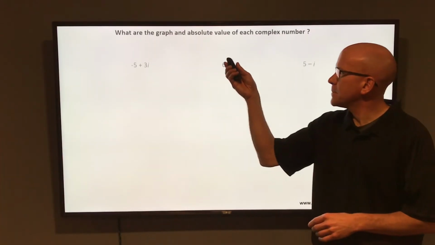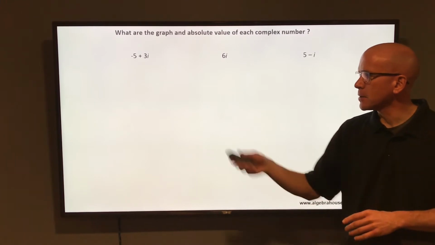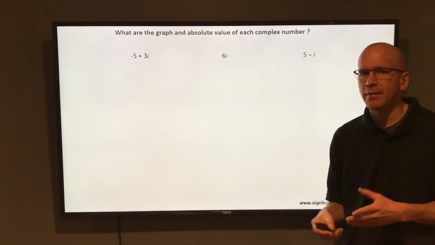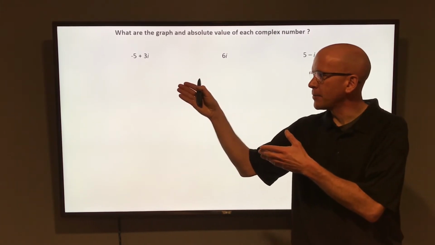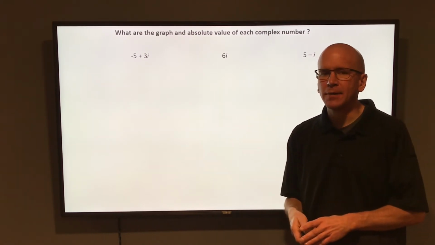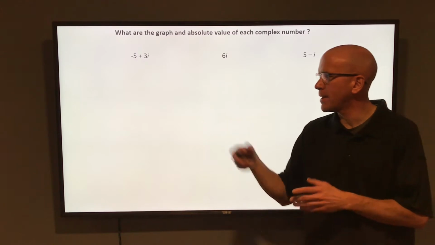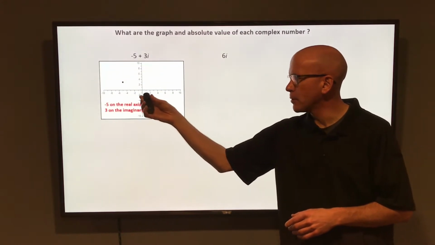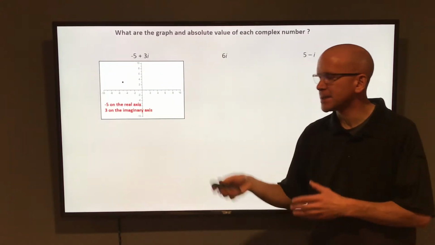What are the graph and absolute value of each complex number? Starting with negative 5 plus 3i. Remember to graph that, the real part, the negative 5, that's the x coordinate. And the imaginary part, the 3i, that's the y coordinate. So simply go to the left 5 and up 3. If you go to the left 5 and up 3 and put a point, that is the graph of negative 5 plus 3i.